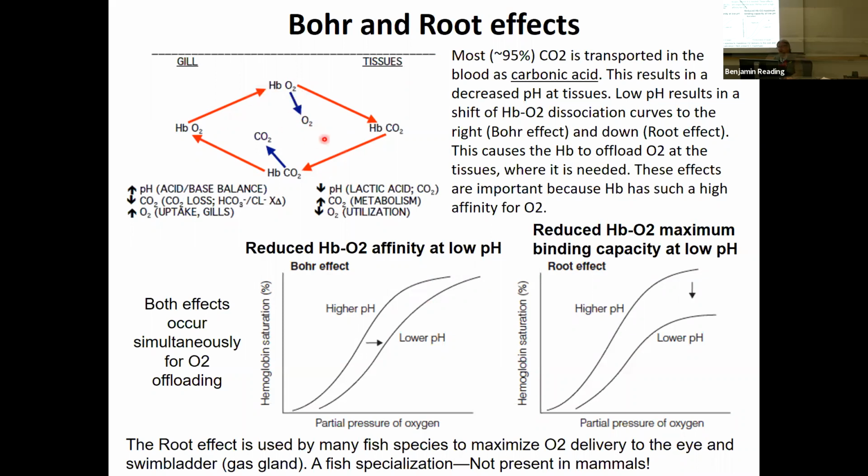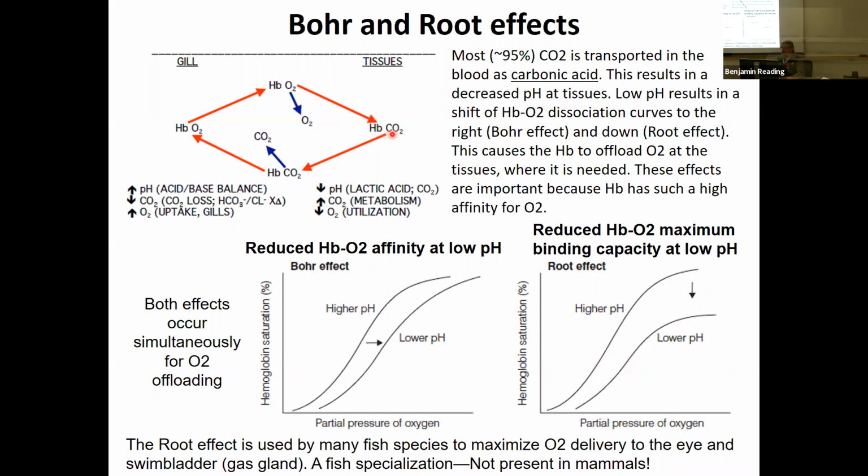So oxygen is bound to the hemoglobin, and we've got tissues here that are producing carbon dioxide through cellular respiration. This is part of the Krebs cycle, the tricarboxylic acid cycle. Carbon dioxide is a byproduct of breaking down carbohydrates or anything with carbon. It's the waste product of energy production.